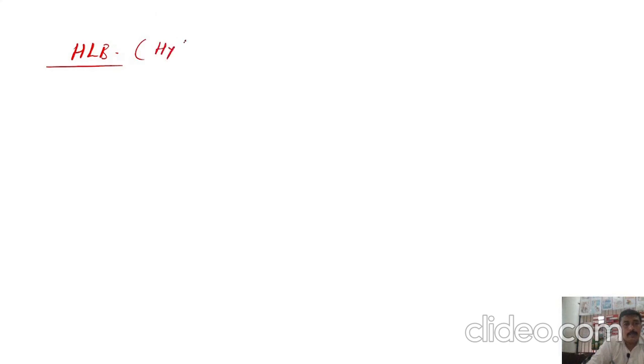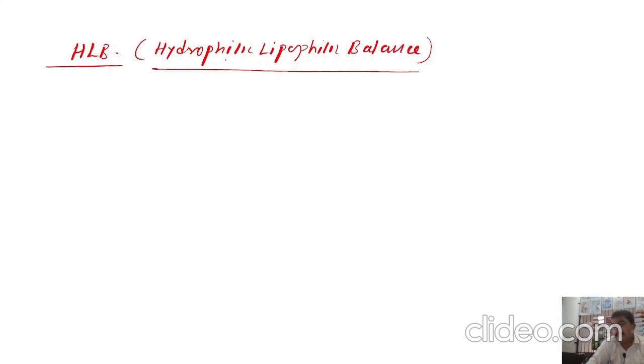So, HLB means simply hydrophilic lipophilic balance. So this is a balance between hydrophilicity and lipophilicity of surfactant, and one scale is there which is known as HLB scale, which is derived by Griffin. So HLB value of surfactant is determined with the help of different equations. So many equations are there to determine the HLB value of surfactant, and how to determine the HLB value.